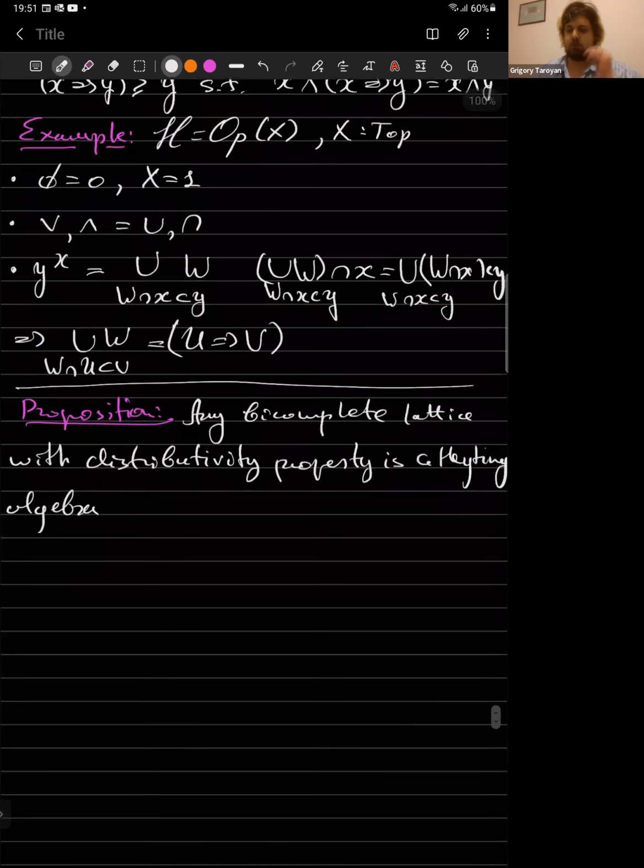So any Boolean algebra is a Heyting algebra, but the converse is not true for obvious reasons, because Boolean algebras represent something like a topology on a discrete set, a discrete topology, and Heyting algebras represent various topologies which are not discrete.